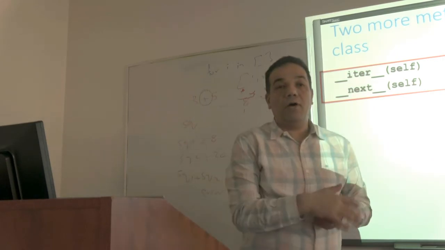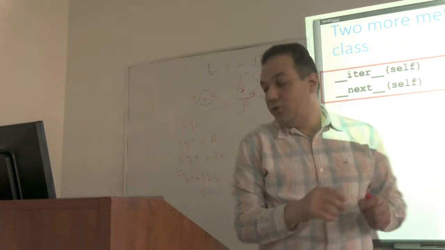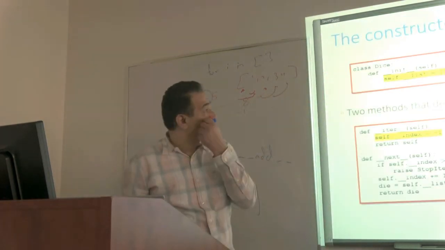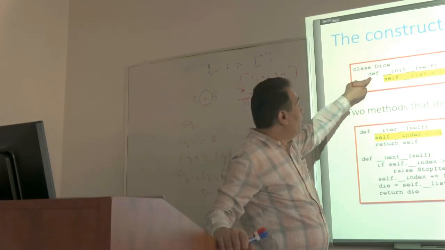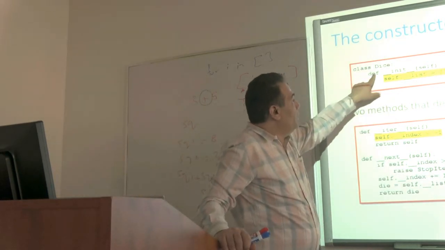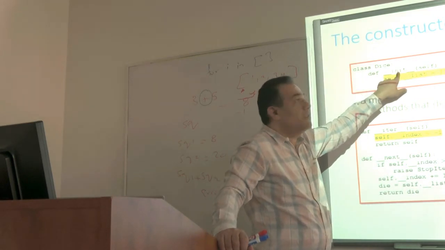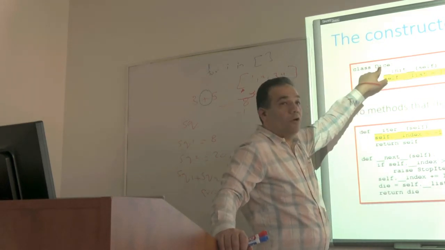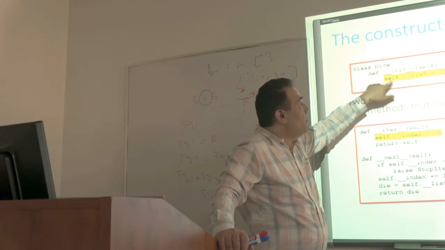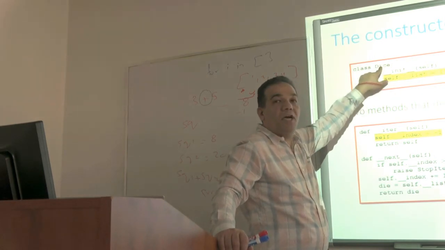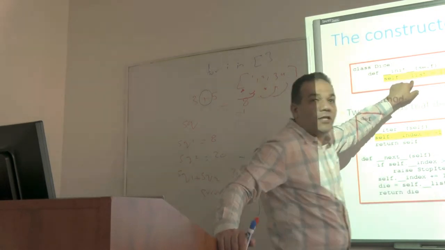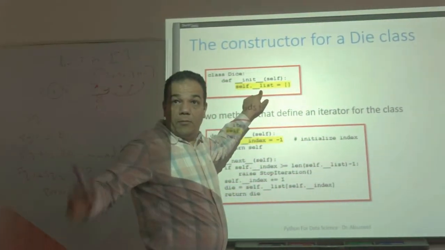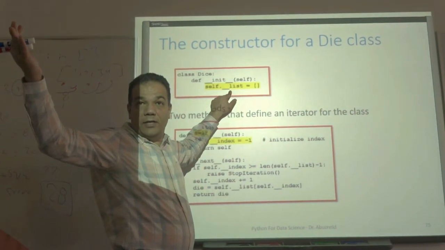So I could also create iterators for objects. For example, in here, remember this problem? This is init, the constructor for the dice. How many attributes do I have in the dice? 1. What was it? A list. A list of what? A list of die.